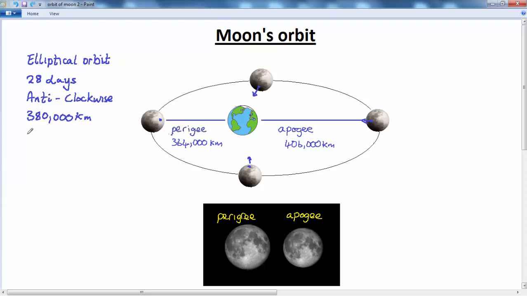So we can say that the Moon spins like the Earth, but only once every lunar orbit. That's to say, once every 28 days.